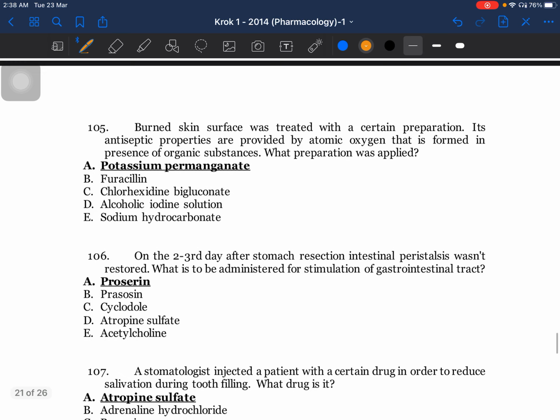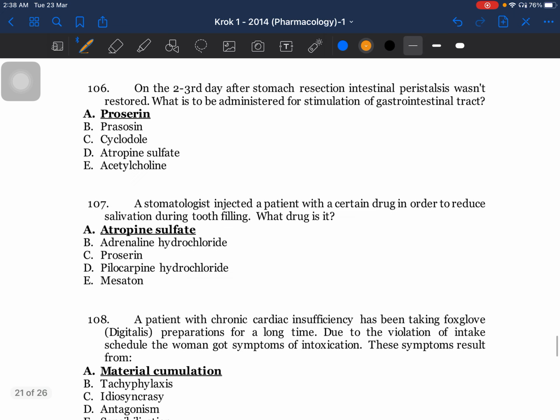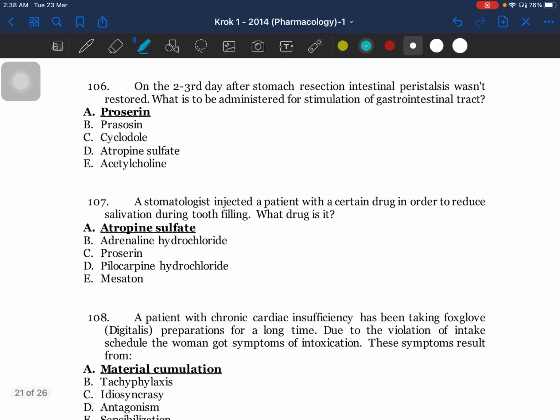Now let's move to the next question. The next question also we have discussed earlier, and for this question you need to refer to question number 54. Now let's move to the next question. The next question states that on the third day after the stomach resection, intestinal peristalsis wasn't restored. What drug do we need to administer for stimulation of the gastrointestinal tract?